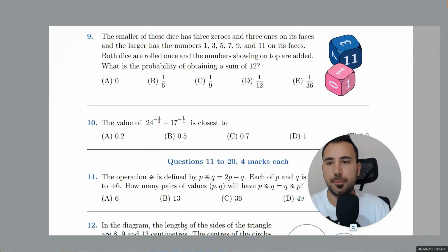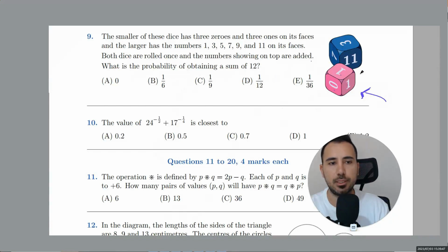Okay, question 9. The smaller of these dice has 3 zeros and 3 ones on its faces. Okay, we're talking about this one over here. 3 zeros, 3 ones. And the larger one has these 6 numbers on its faces. Both dice are rolled once and the numbers showing on top are added. What is the probability of obtaining a sum of 12?